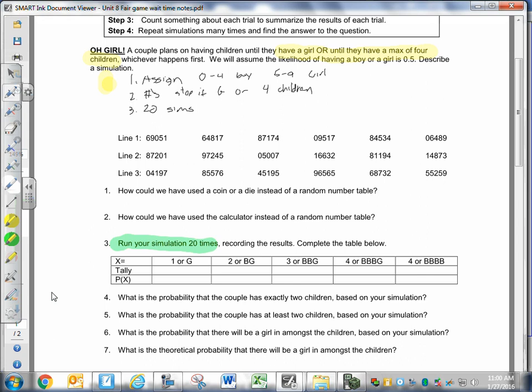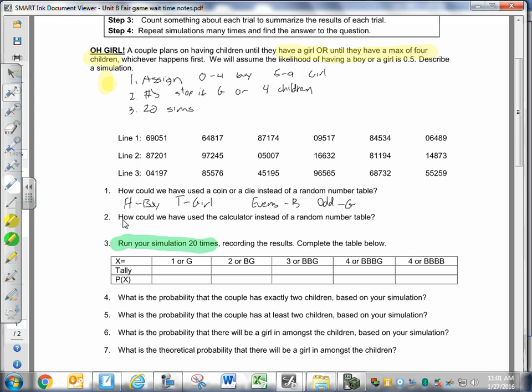All right, could we use a coin or a die? Sure, right? A coin, we could have a heads is a boy, tails is a girl. Die, what can we do for a die? Evens and odds. Evens is a boy, odds is a girl. Can we use a calculator? All right, let's get out our calculators.